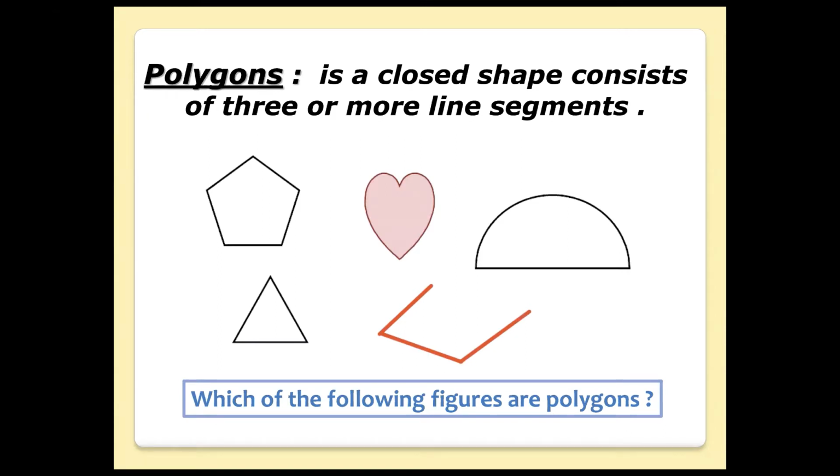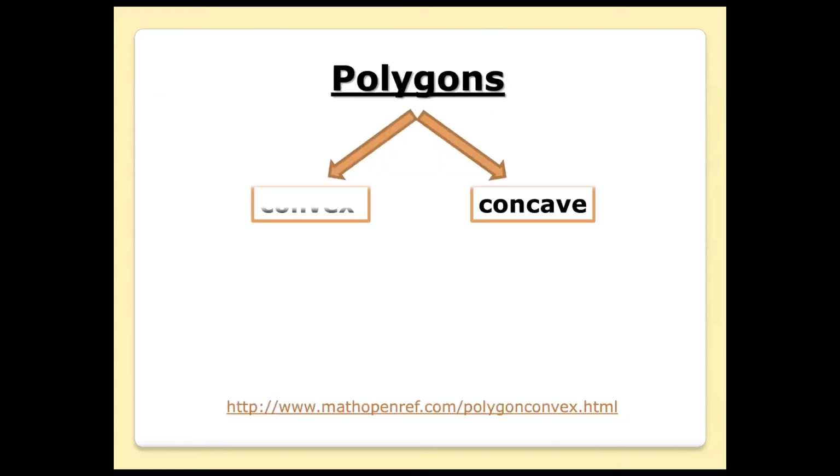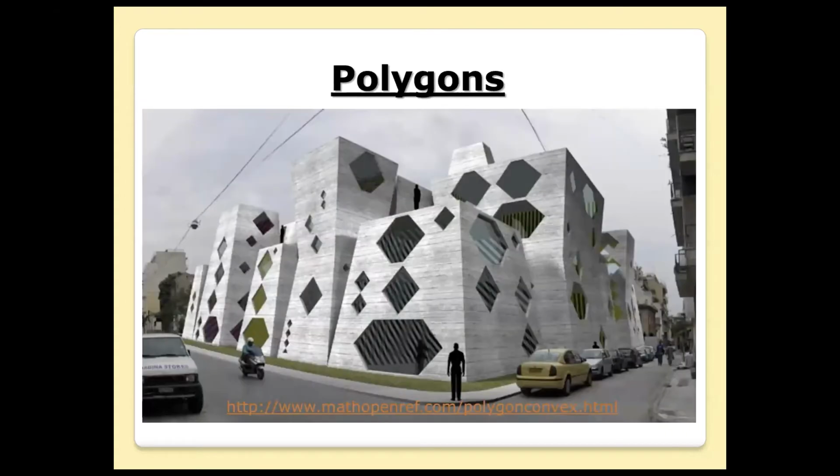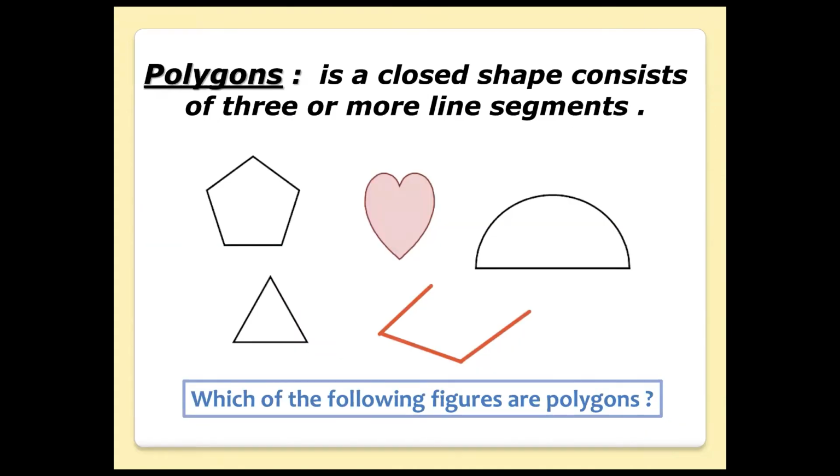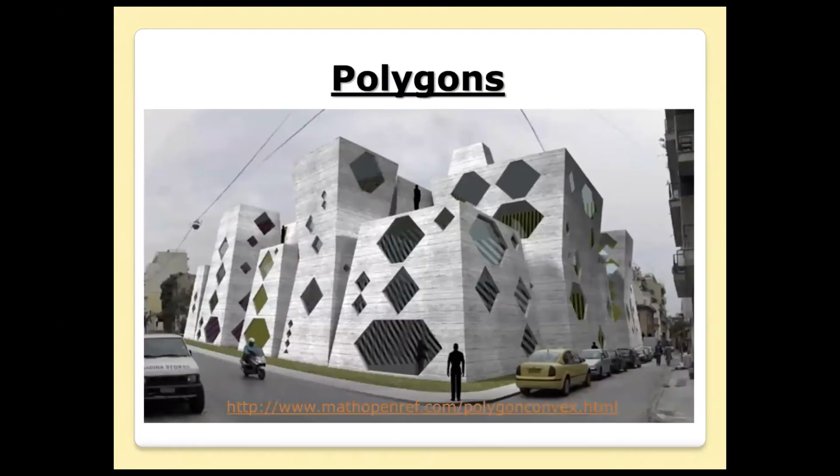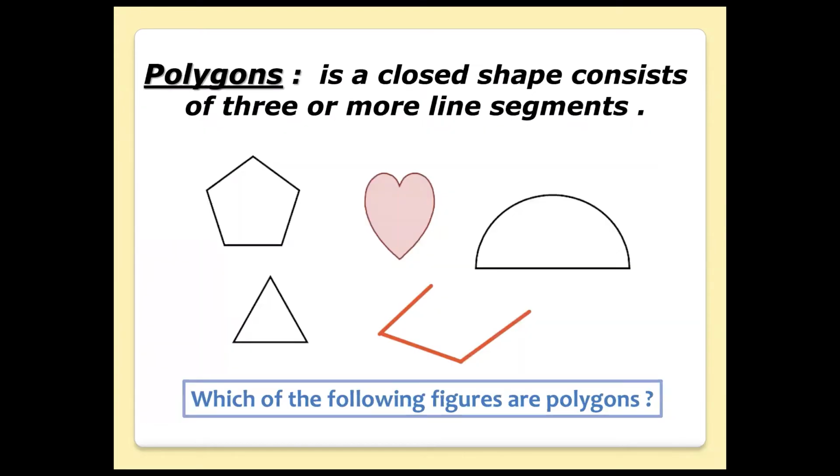Now, as we see here, we have a lot of figures. Maybe some of them are polygons, maybe not. Okay, the first one. Is it a polygon or not? Yes. But the second one, which is the heart, no.